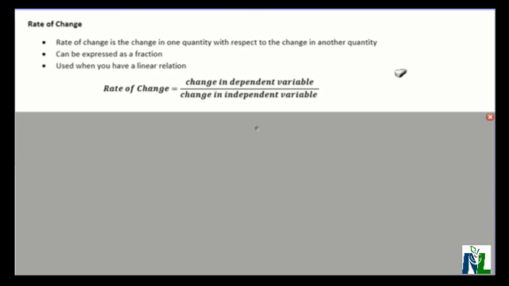Rate of change. The rate of change is a change in one quantity with respect to the change in another. It's usually expressed as a fraction. It is also used when you have a linear relation. The formula that we use is that the rate of change is equal to the change in the dependent variable over the change in the independent variable, or the change in y over your change in x.